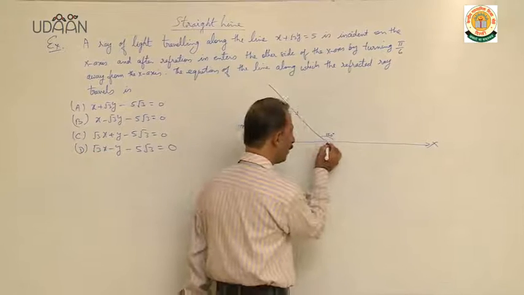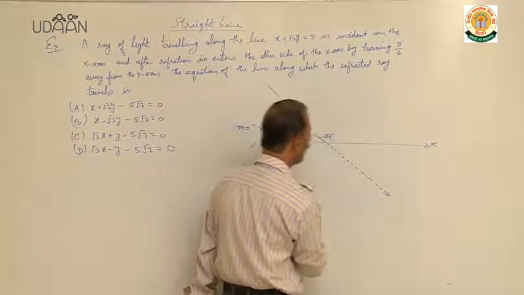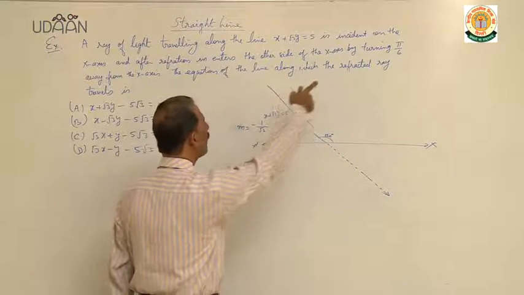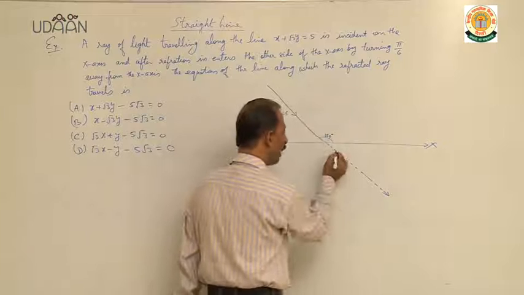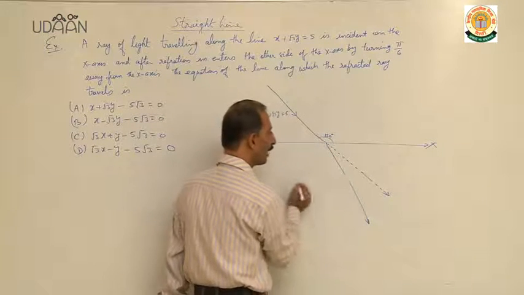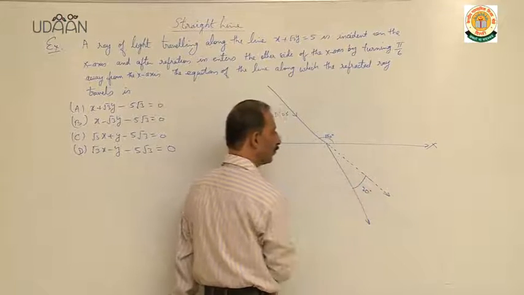If the line will not be refracted, then it will go in this direction. But after it enters, how much will it be refracted? Pi by 6, 30 degree. It means 30 degree away from the x-axis. This line is going in this direction where this angle is given to you as 30 degree.